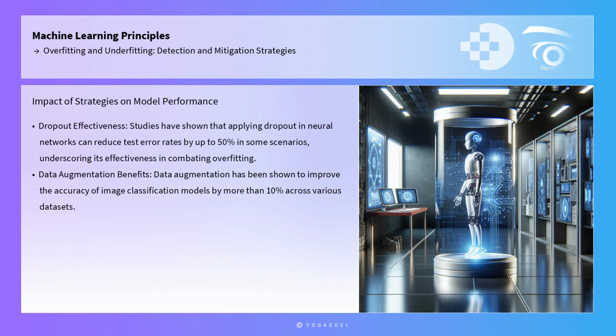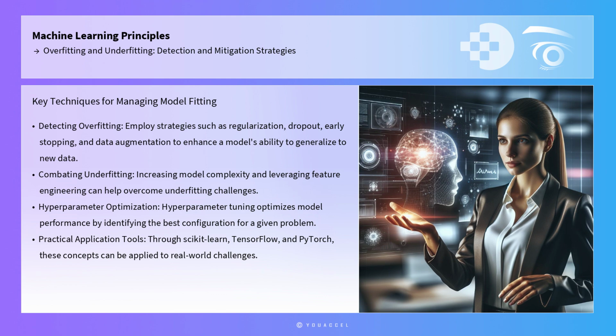datasets. In conclusion, the detection and mitigation of overfitting and underfitting are fundamental skills for professionals in machine learning. By employing strategies such as regularization, dropout, early stopping, and data augmentation, one can effectively address overfitting and enhance a model's ability to generalize to new data.